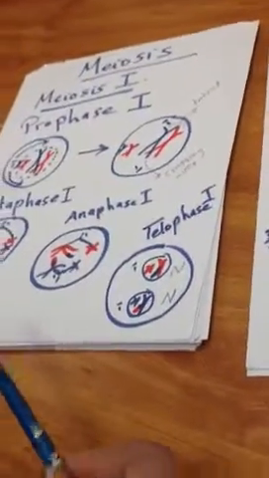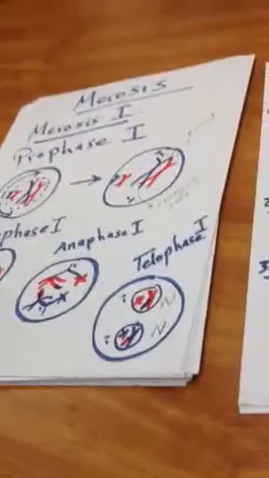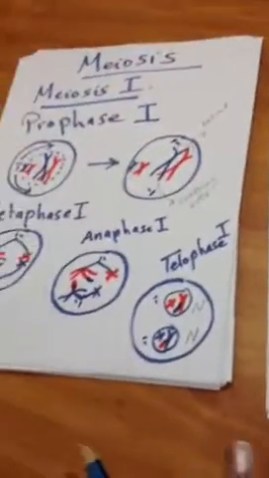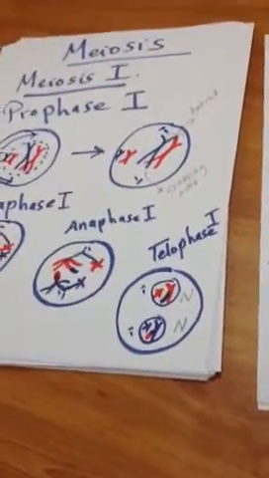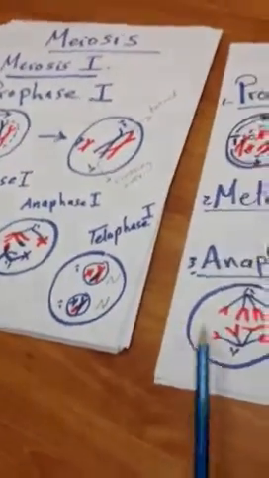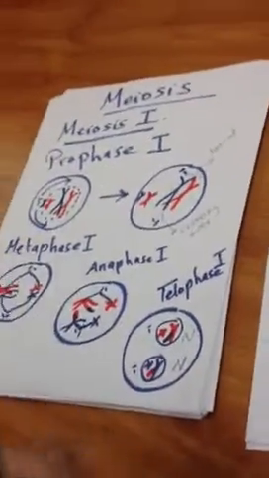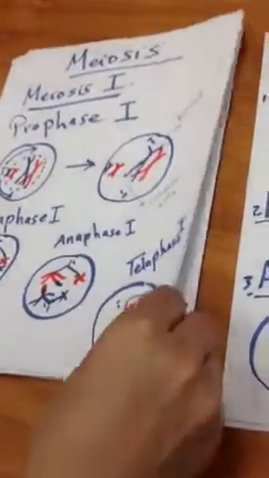يبقى خدوا بالكم، meiosis 1 separates the chromosomes. meiosis 2 separates the chromatids. ايه ده separate the chromatids يبقى كأنه ايه؟ ميتوزس اللي حصل هنا. didn't we separate the chromatids here؟ يبقى ميوزس 2 كأنه ميتوزس بالظبط. اوكي.